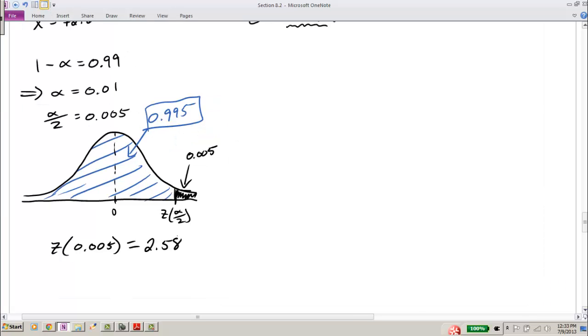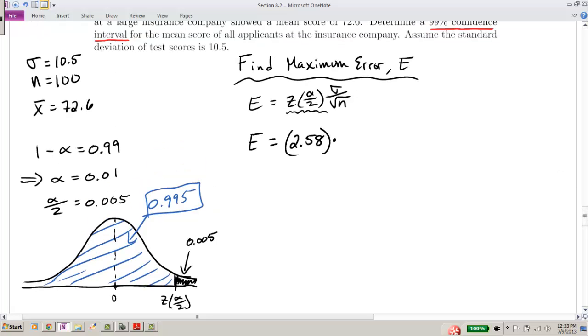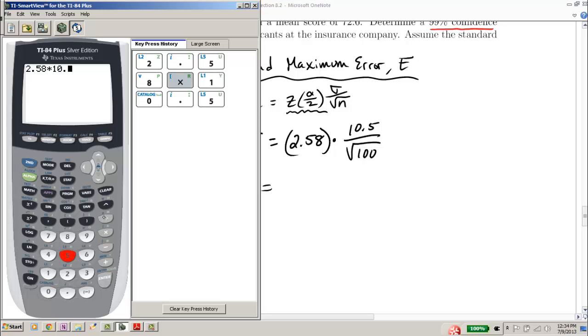And now we have everything we need to fill in the missing information from this maximum error calculation. Z of alpha over 2 is 2.58 times sigma over root n. Sigma is 10.5 over root 100. Root 100 is 10. So let's see, we get 2.709.